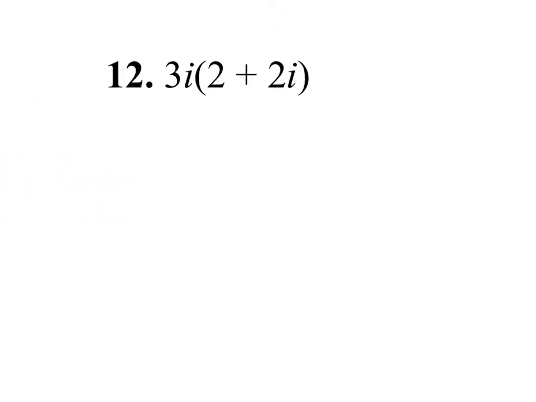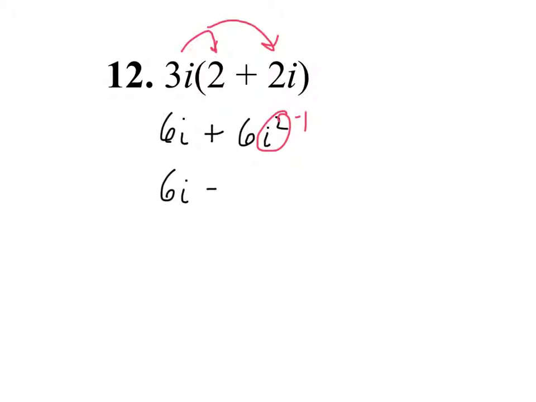For number 12, do we have to FOIL here? No, we just have to distribute. Exactly. So we distribute 3i. It's going to give us 6i plus 6i squared. Well, again, i squared is negative 1, so that means we have 6 times negative 1. So we have 6i minus 6.